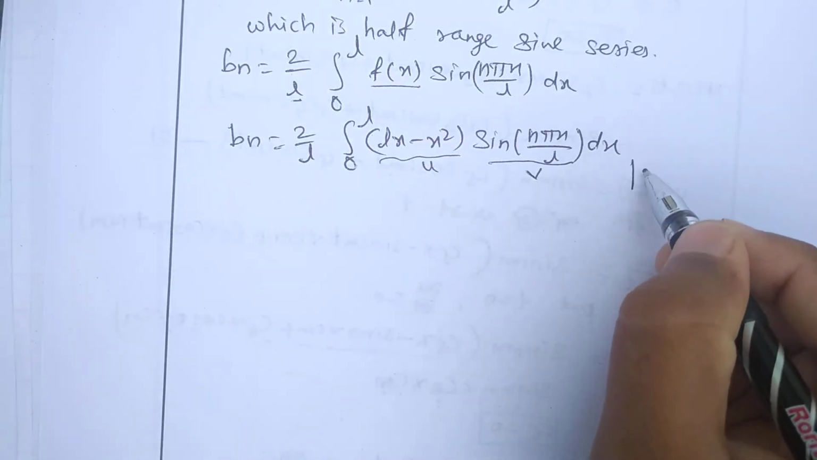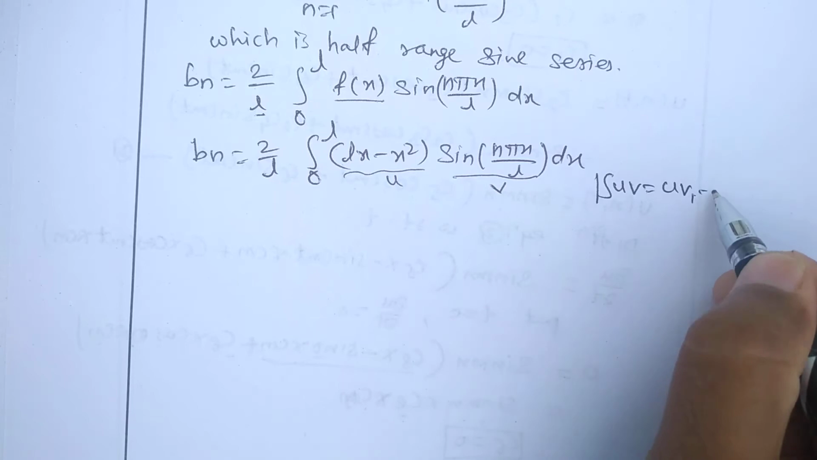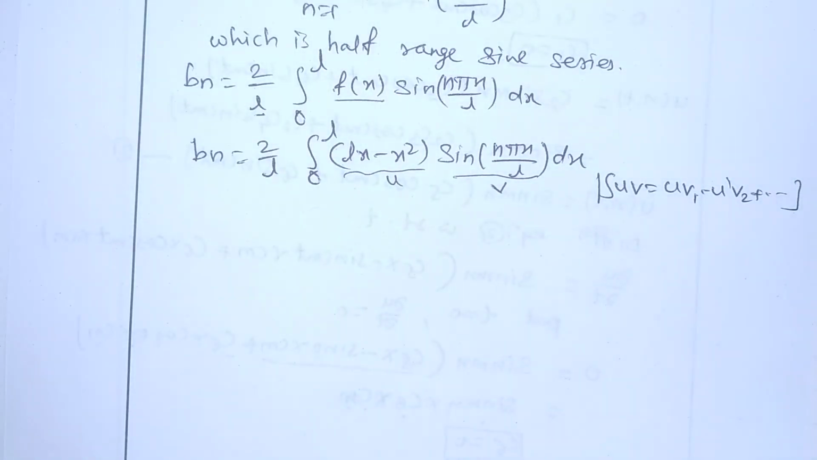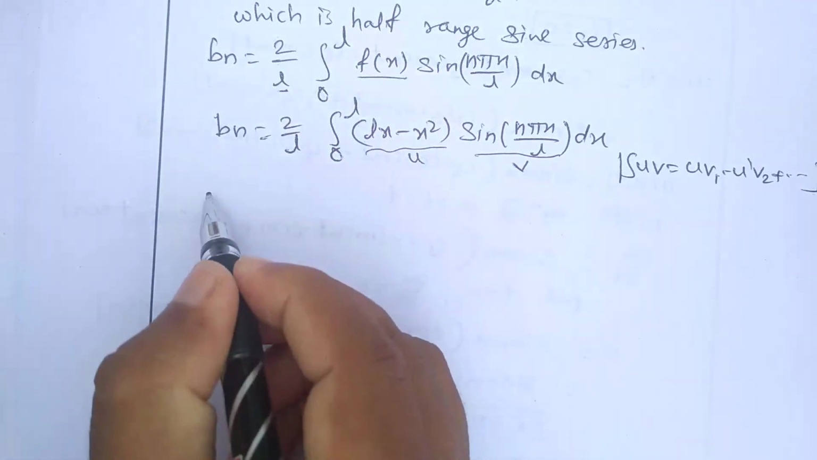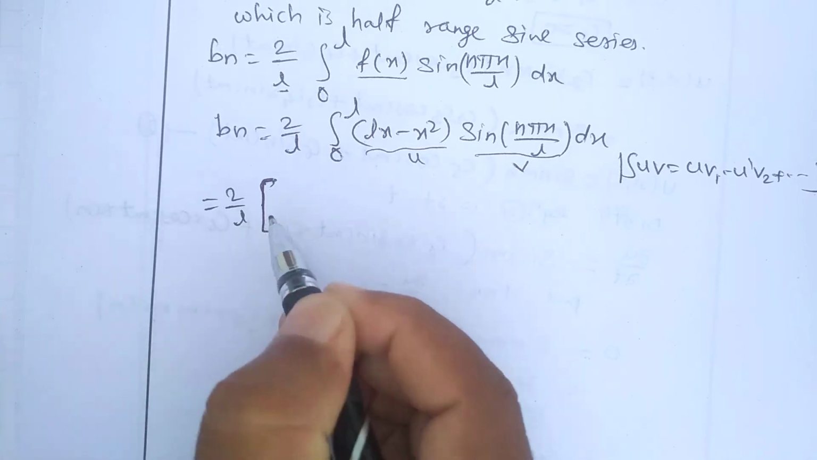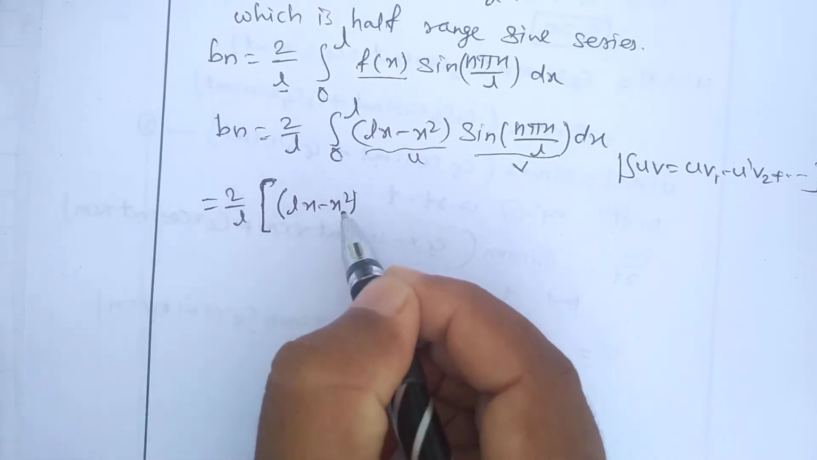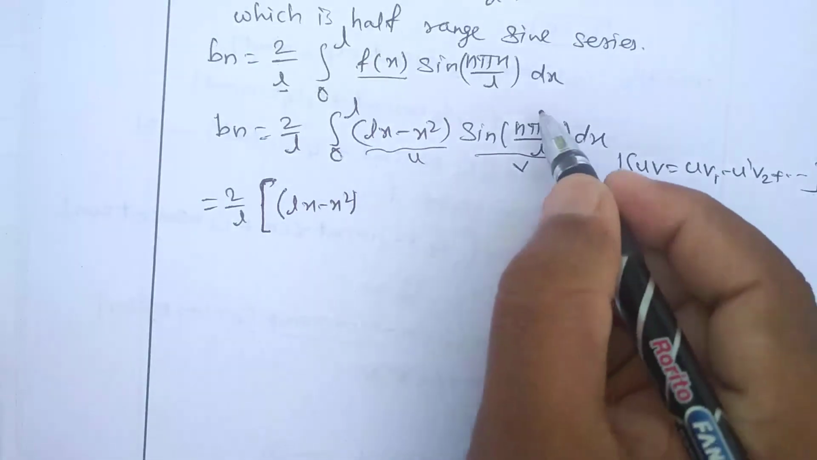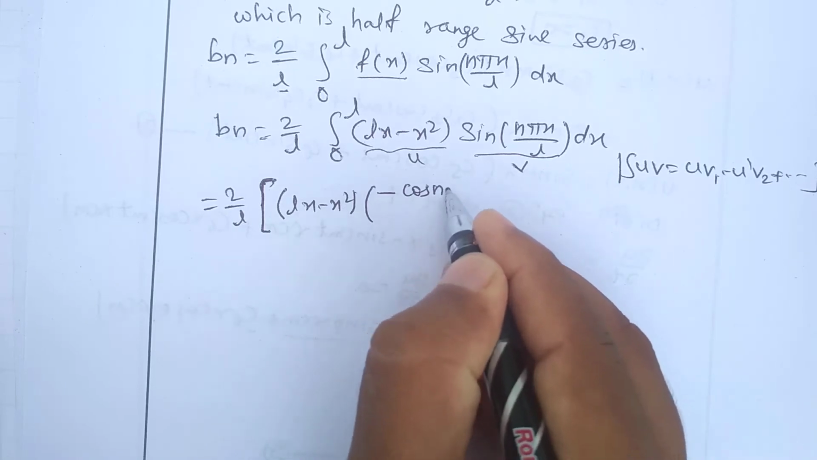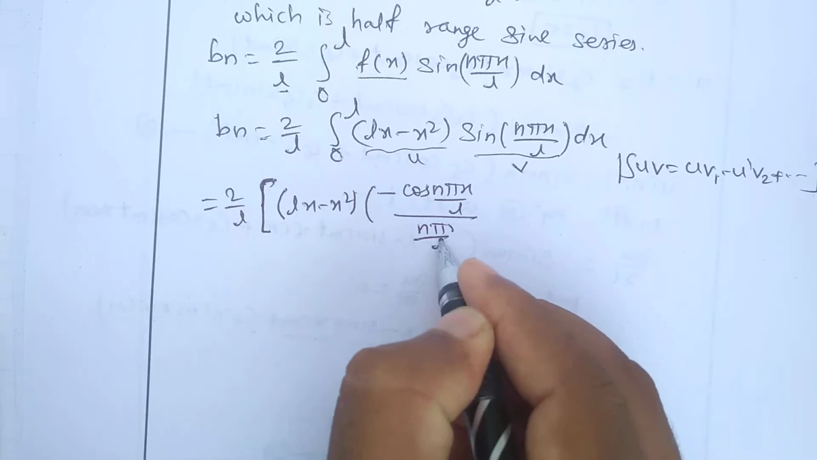What is generalized u into v rule? Integration of u into v is u into v1 minus u dash v2 plus dot dot dot. We have to use this rule. So using this rule, 2 upon L as it is in the bracket, first term u as it is, that is Lx minus x square as it is, integration of second term, that means integration of sine function in the second bracket, it is minus cos n pi x by L upon n pi by L.